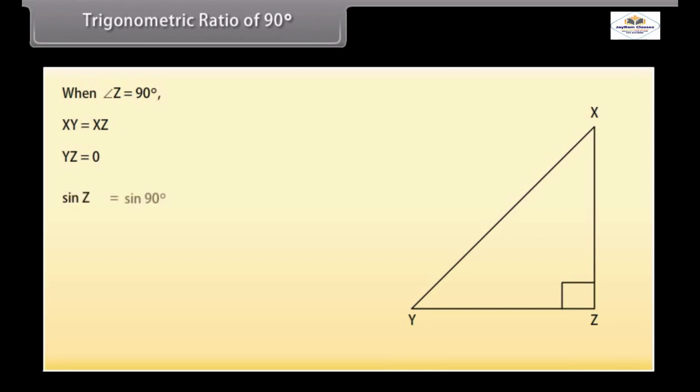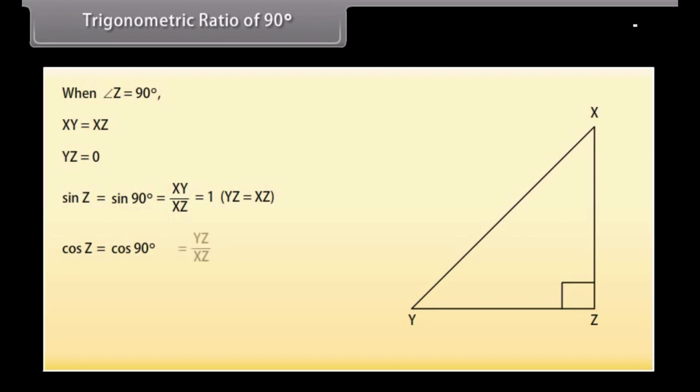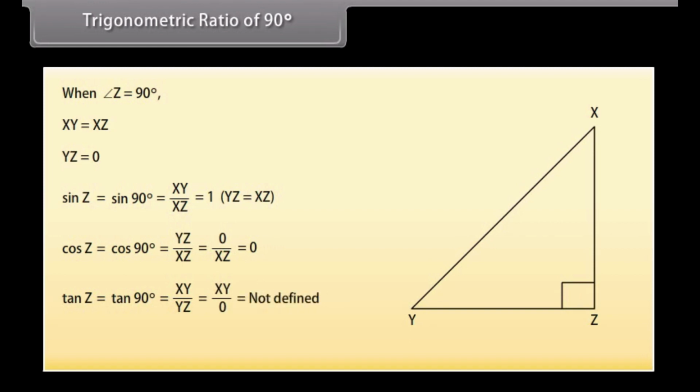Sin Z is equal to sin 90 degree, which equals XY upon XZ, which equals 1, as YZ is equal to XZ. Cos Z is equal to cos 90 degree, which equals YZ upon XZ, is equal to 0 upon XZ, which equals 0. Tan Z is equal to tan 90 degree, which is equal to XY upon YZ equals XY upon 0. Therefore, tan 90 degree is undefined. Let us summarize our exercise in a table.